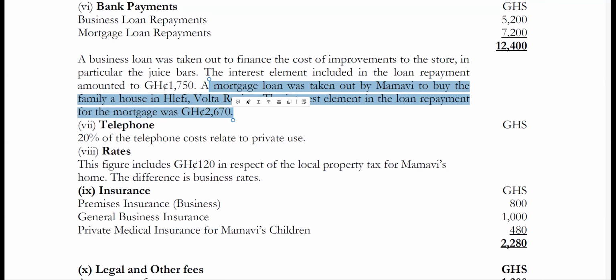So the thing is, bank payments are cash items. Though you paid, right? Is it the interest that they paid? This business loan repayment, is it the business that they paid or the loan itself? Is it the loan interest that was paid or is it the loan itself?